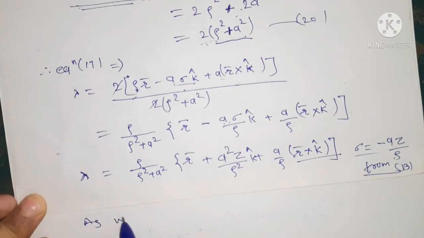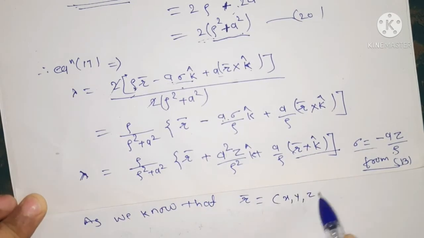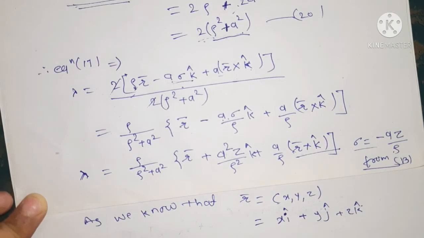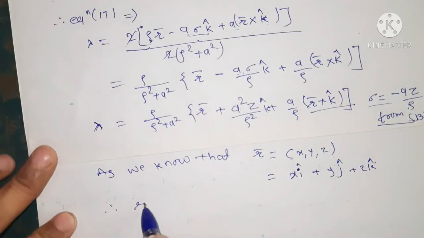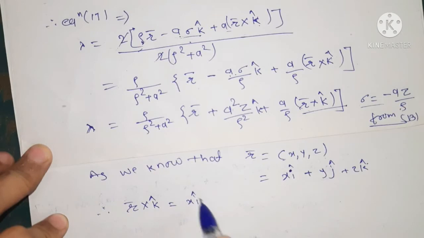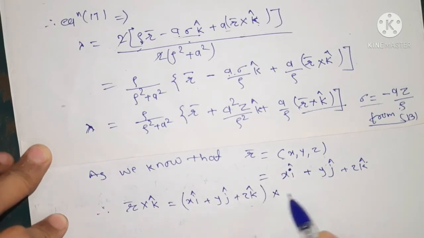So as we know that r bar is equal to x comma y comma z, we write the position vector of r bar in terms of x y z, and that is written in vector form as x i cap plus y j cap plus z k cap. Now therefore we can write the cross product r bar cross k cap as x i cap plus y j cap plus z k cap cross product with k cap.